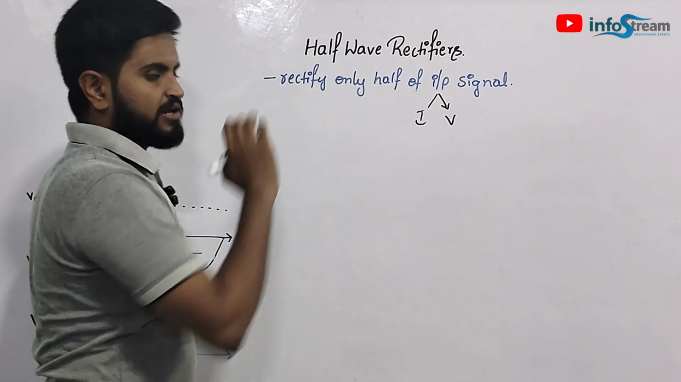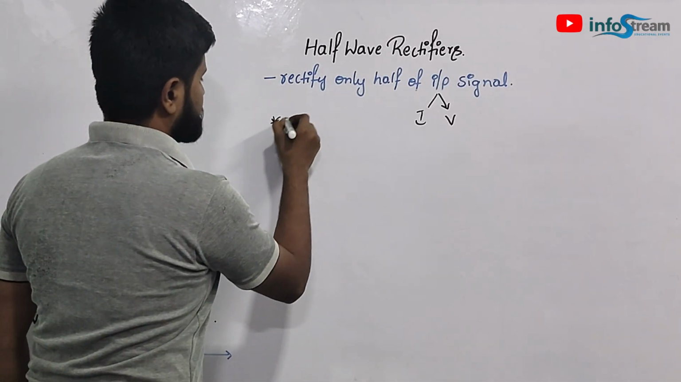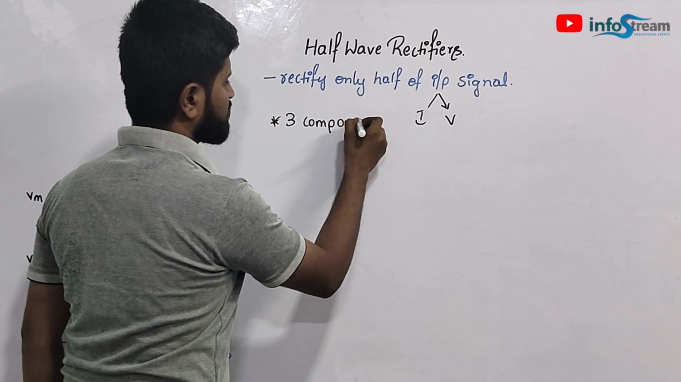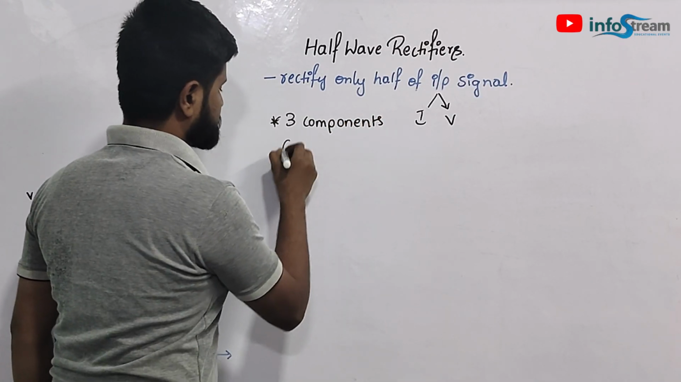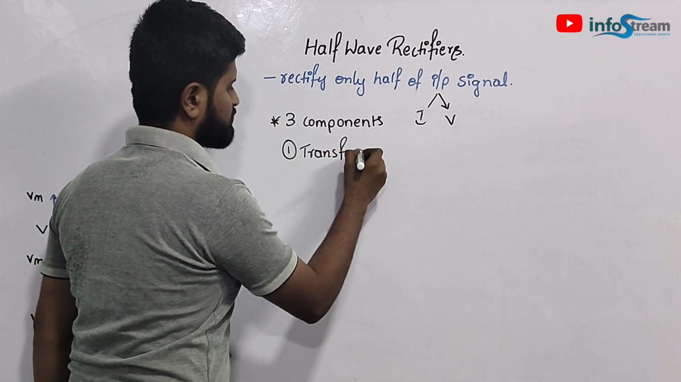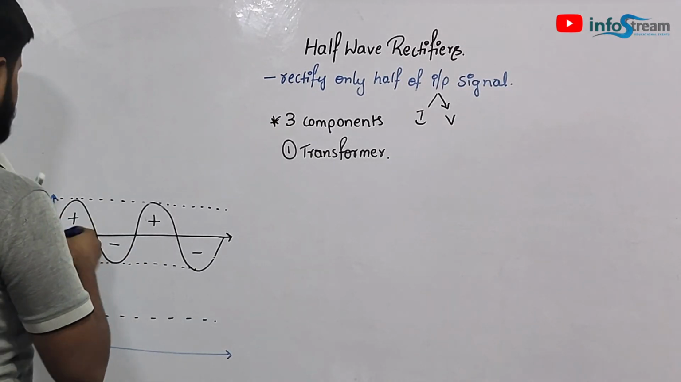Now these half wave rectifiers have three major components. The first one is the transformer. So let's design the transformer now.